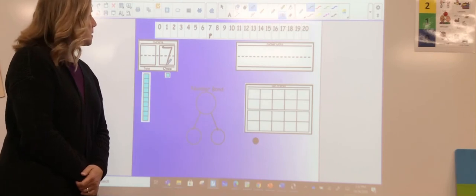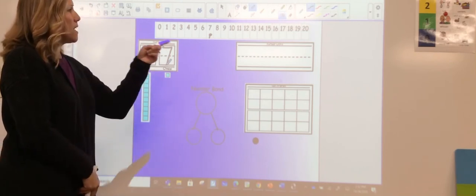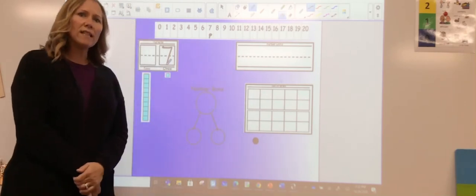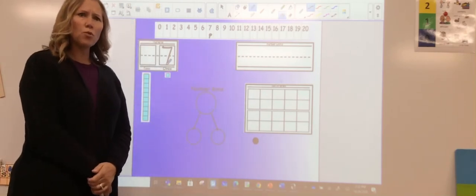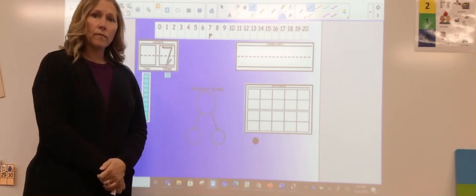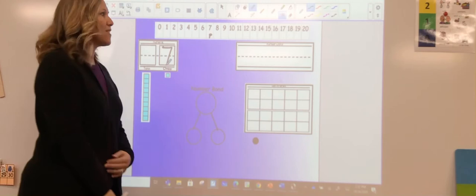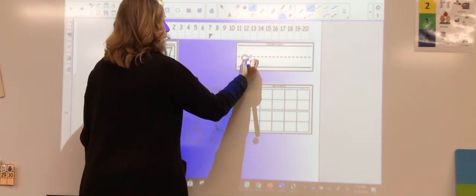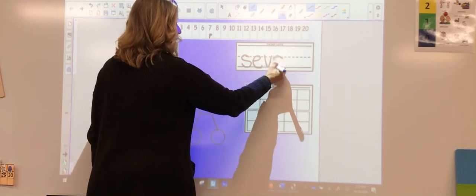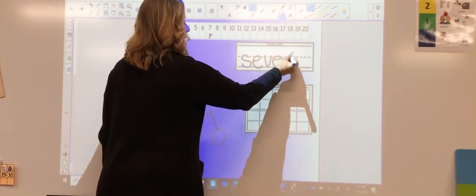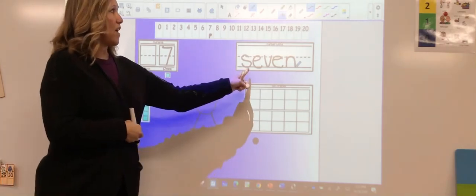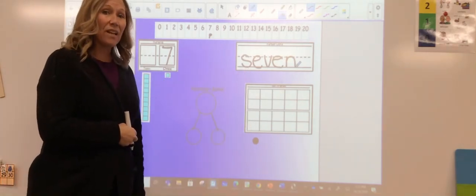Good job. So then, when we're going to write the word 7, what letter do you think it starts with? What makes the sound? Yes, it starts with the letter S. S. E, V, E, N. This is the numeral 7. That is the word 7.